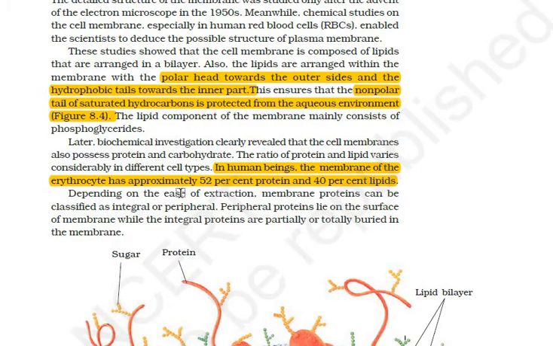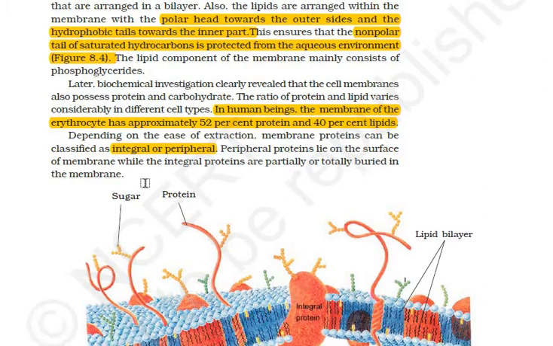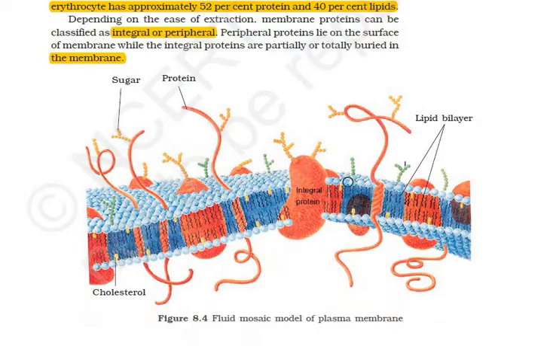And then it is mentioned that in the phospholipid bilayer there are different types of proteins, like integral or peripheral, and some proteins are known as tunnel proteins, which are totally buried in the membrane. Here you can see there are integral proteins which are embedded throughout the plasma membrane. Some are partially embedded. Those present on the periphery or on the surface we call extrinsic proteins.